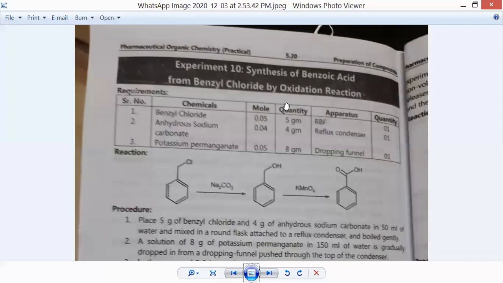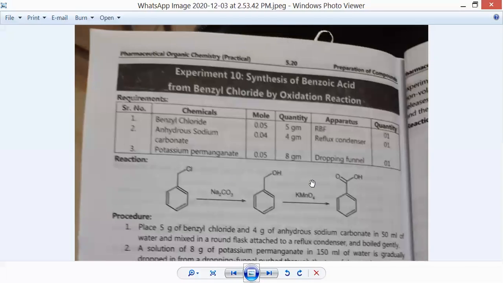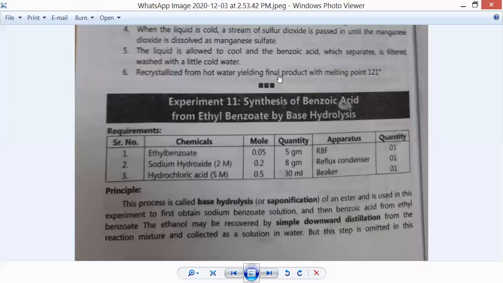This is the first method of synthesis of benzoic acid from benzoyl chloride, by which mechanism? Oxidation. Now the second method, second experiment, again for the synthesis of benzoic acid, will be from another starting material, that is ethyl benzoate.